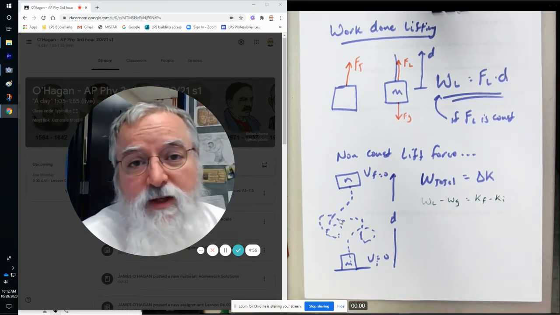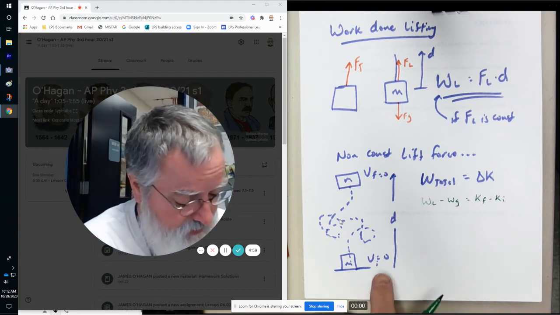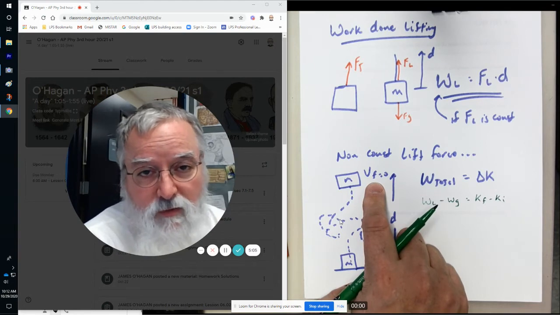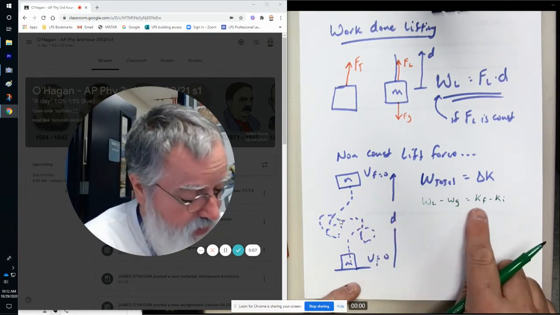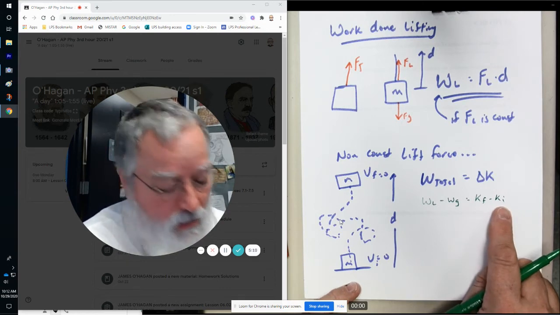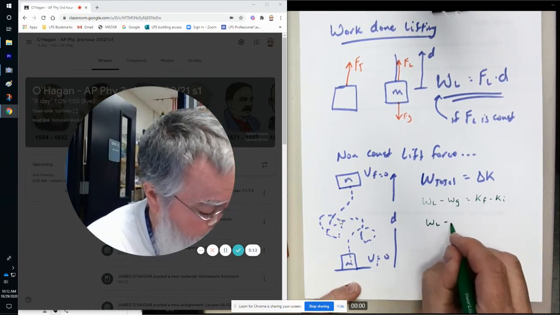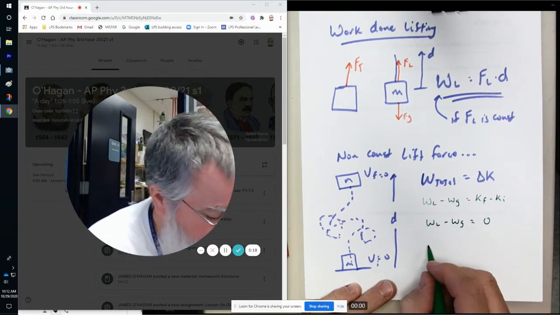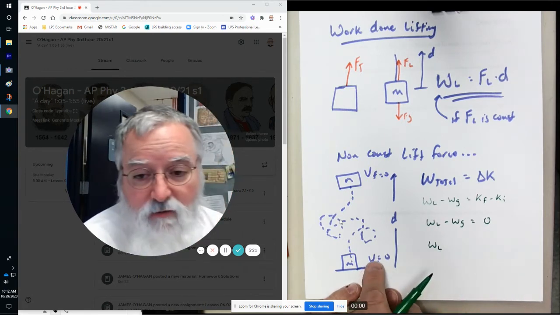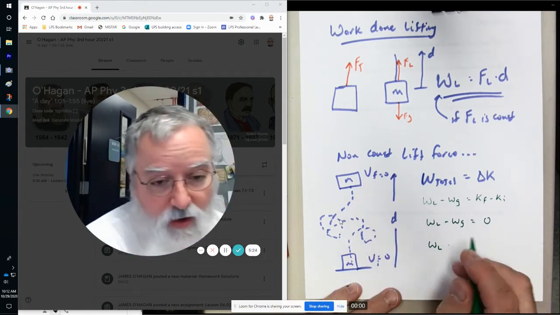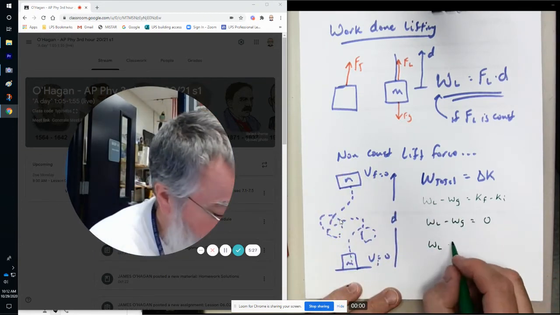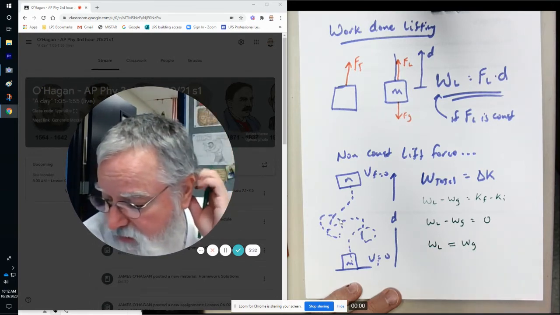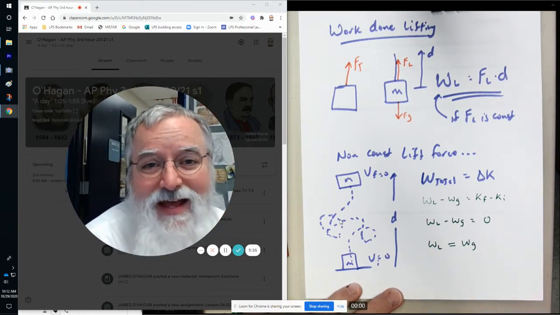Remember, for this problem, I made an assumption. I told you the initial velocity was 0, and it's at rest at the top, so that's also 0. If my beginning and final velocities are 0, what happens to the whole right side of this equation? Gone. So work done by lift minus work done by gravity equals 0. The work done lifting something, if we're at rest at the beginning and at the top, or at the same speed at the top and the bottom, is going to equal the work done by gravity, as far as the magnitude goes.